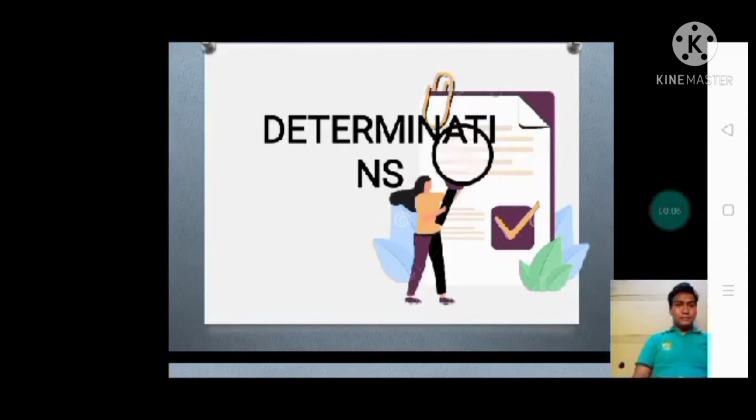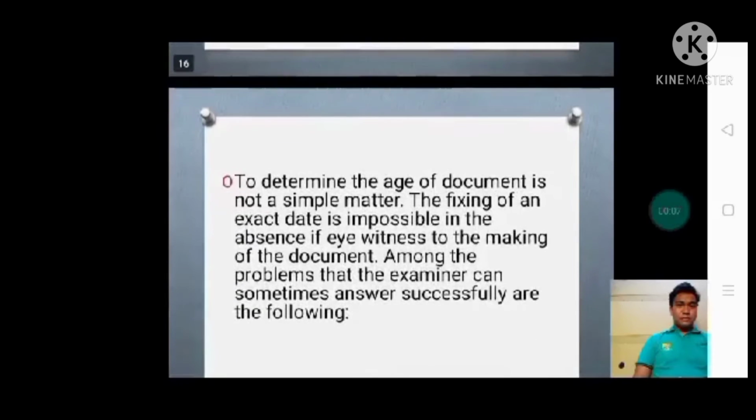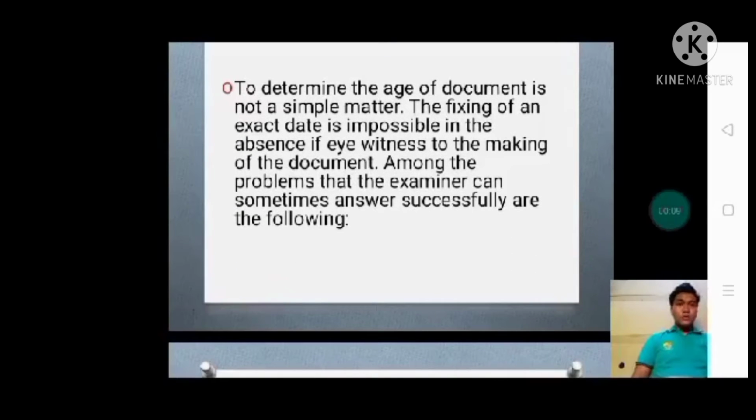Determinations. To determine the age of a document is not a simple matter. The fixing of an exact date is impossible in the absence of an eyewitness to the making of the document. Among the problems that the examiner can sometimes answer successfully are the following.